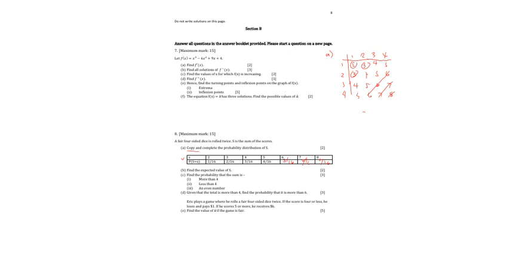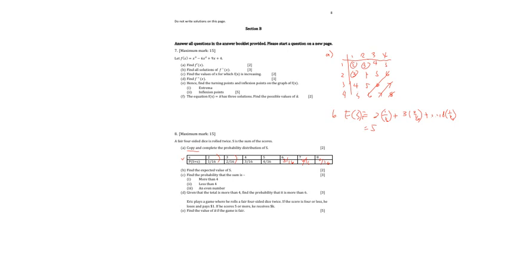Okay, find the expected value of S. So expected value, just use the formula: 2 times 1 over 16 plus 3 times 2 out of 16 plus, okay, let's make it faster. So 8 times 1 of 16, this gives us a value of 5. So that is the expected value.